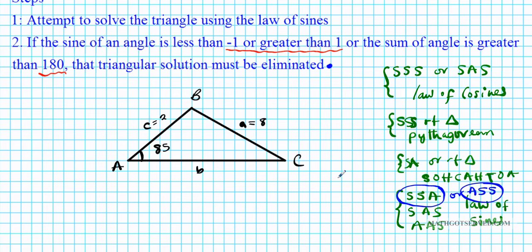So that's what the problem is asking us for here. We have an SSA situation. How do we know? Well, check this out. This is side, side, and angle. So when given side, side, and angle, SSA, you're going to use law of sines, and it's going to be an ambiguous case, okay? So let's just go ahead and try and solve this triangle.